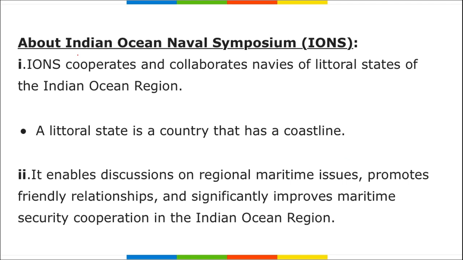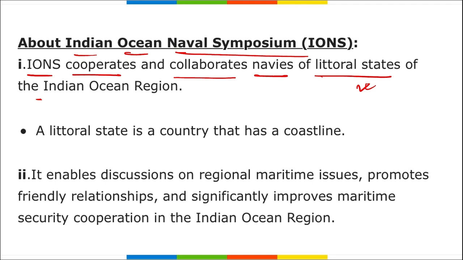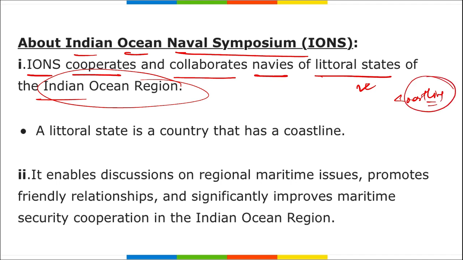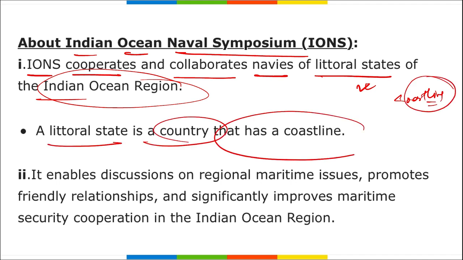If we talk about this Indian Ocean Naval Symposium, this IONS cooperates and collaborates navies of the littoral states. Now, what are littoral states? Littoral states are all those states in the Indian Ocean region, all those countries who have coastline. A littoral state is a country that has a coastline. So you need to remember this term also.